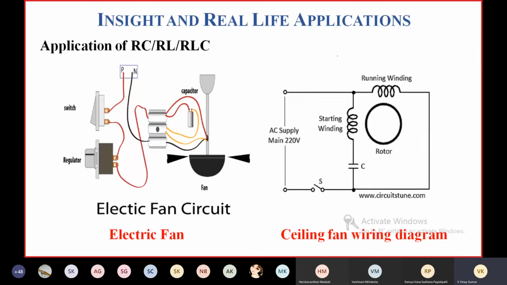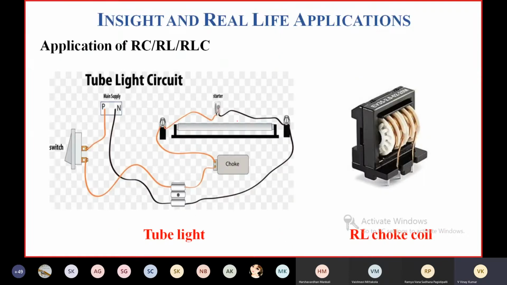Electric fan circuit. An electric fan circuit is an RLC circuit. This is an application of the RLC circuit. Here you're going to have a winding. Winding means something which has resistance as well as inductance. You're going to have two capacitors: one is used to make the induction motor self-starting, and the other capacitor is used to improve power factor.